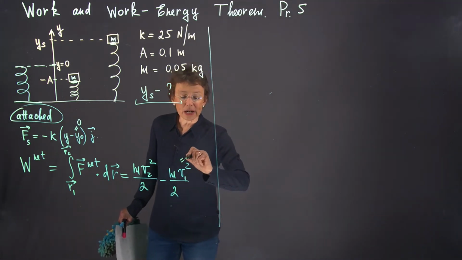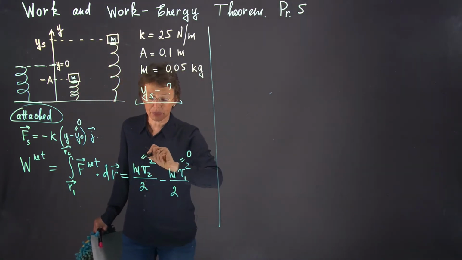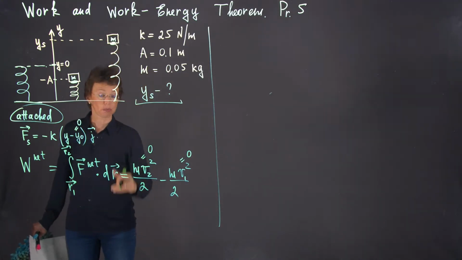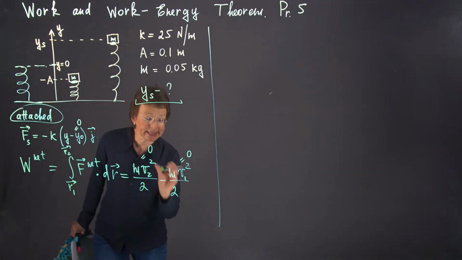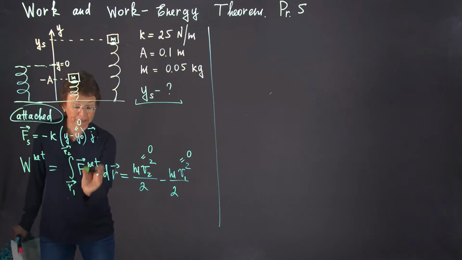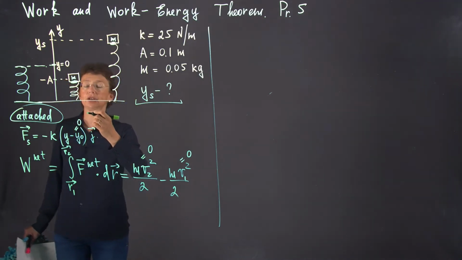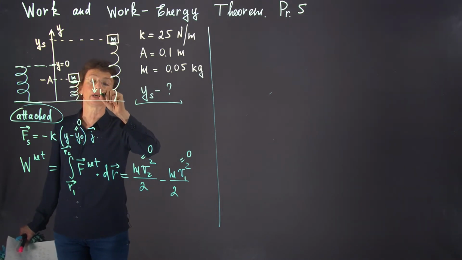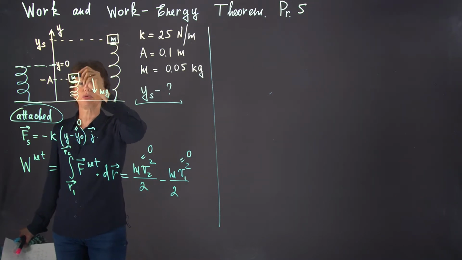v1 is 0 because we just let it go. Initial velocity is 0. v2 is 0. Why? Because this block stops there. Oh, look at this. We are making progress. The right-hand side of this equation is 0. Now we need to write the left-hand side of this equation. So what are the forces acting on this object? There is the force of gravity vertically down, and there is the force of the spring when this object is in this position.